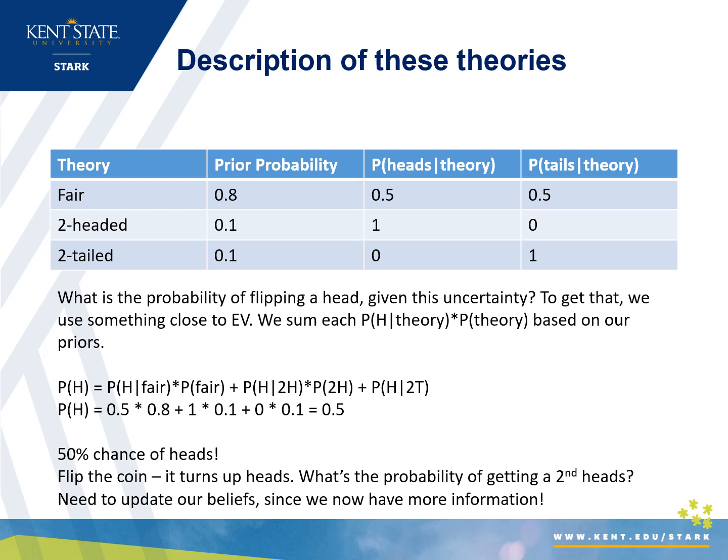We flip the coin, you look at the result, it turns up heads. So I want to know then, what is the probability of getting a second heads? All we need to do to calculate is to update our beliefs based on what we've just observed. So we now have the fact that on that first flip, we got a heads. That tells us something, so let's take that into account.